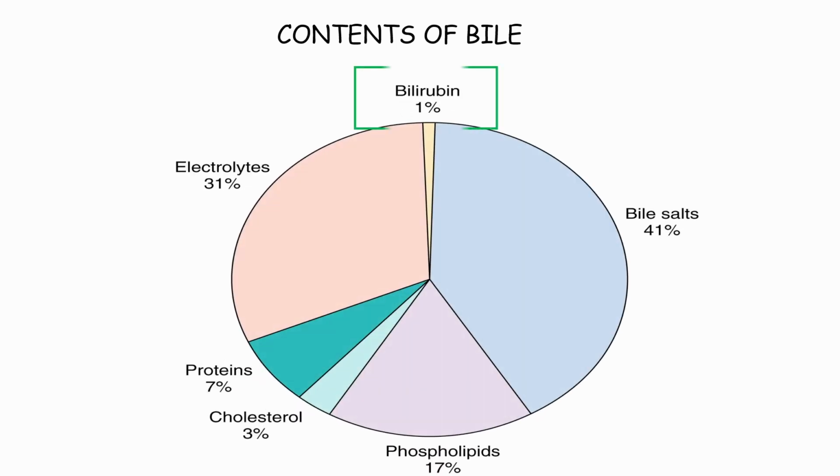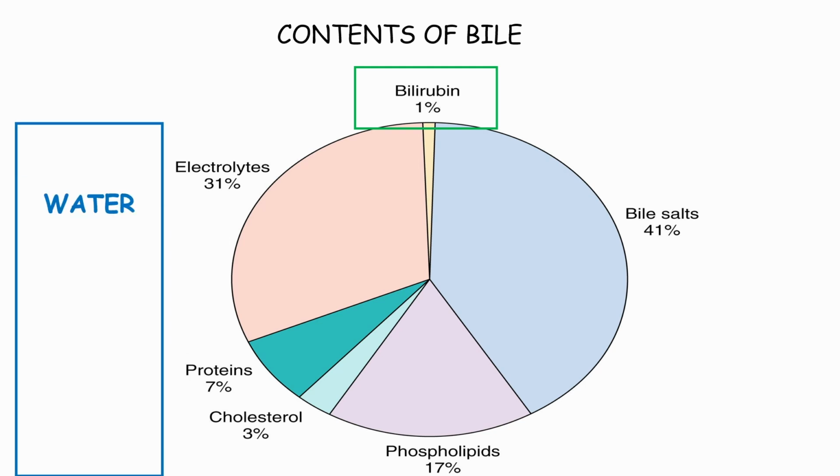Out of all the constituents of bile, bilirubin contributes only a tiny portion, the remainder being majorly contributed by water and bile salts. Examples of bile salts are sodium taurocholate and sodium glycocholate, and the rest is contributed by phospholipids like lecithin and cholesterol.